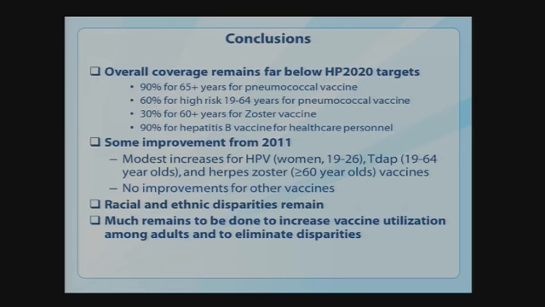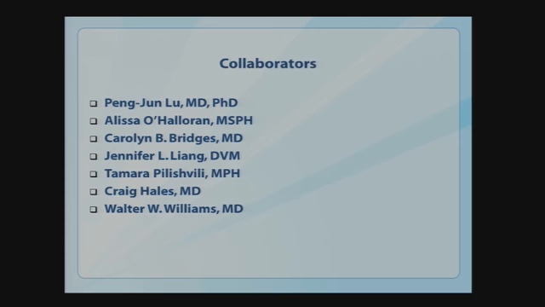So in conclusion, overall, for the 3 vaccines in Healthy People 2010, that's the pneumococcal vaccine, zoster, and Hep B for healthcare personnel, overall coverage remains low and far below the Healthy People 2020 targets for those vaccines. Despite some improvements from 2011, vaccination overall for adults still remains low. Racial and ethnic disparities remain, which leaves us with quite a bit of work to do to increase utilization.